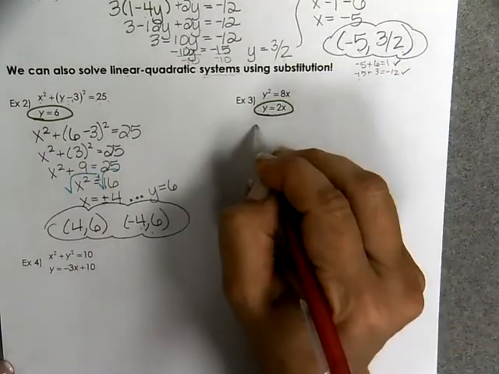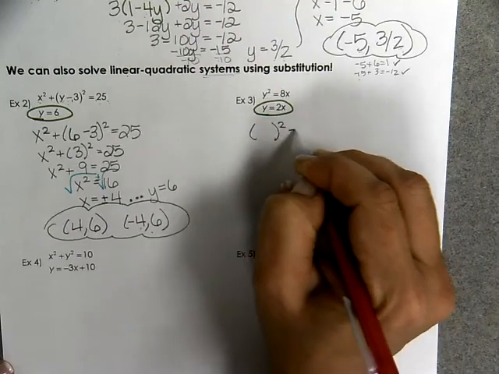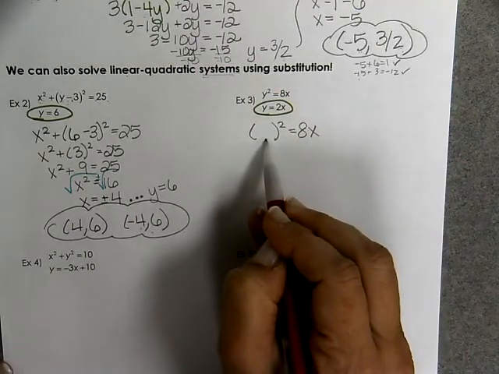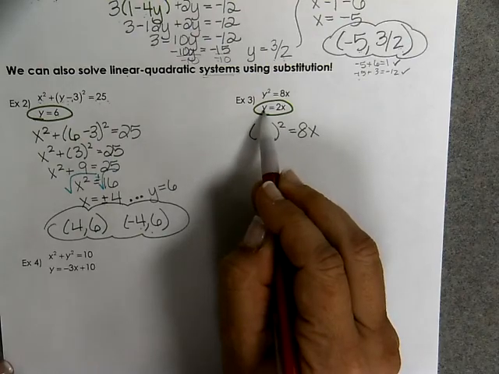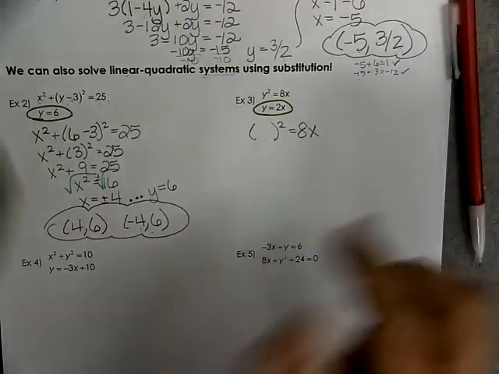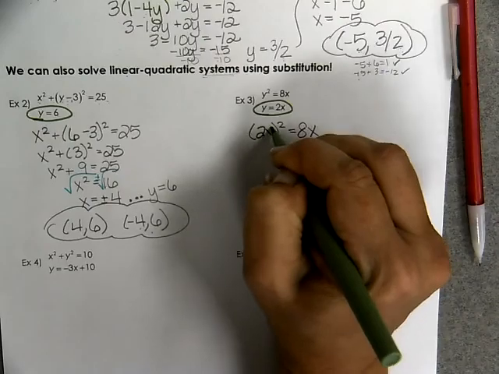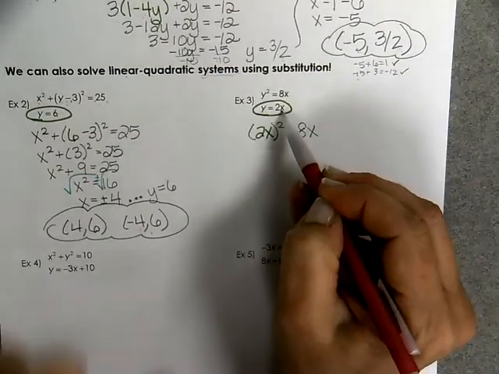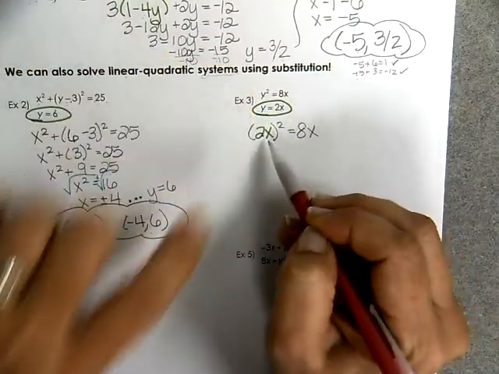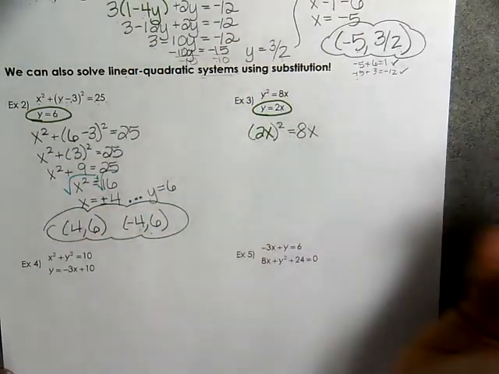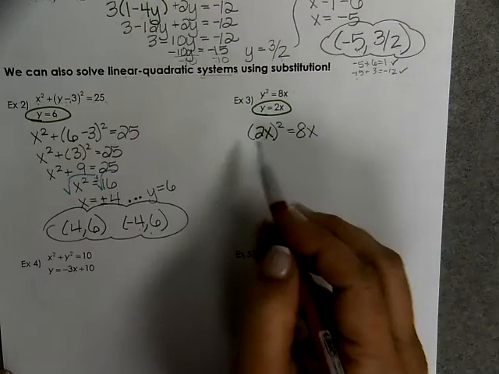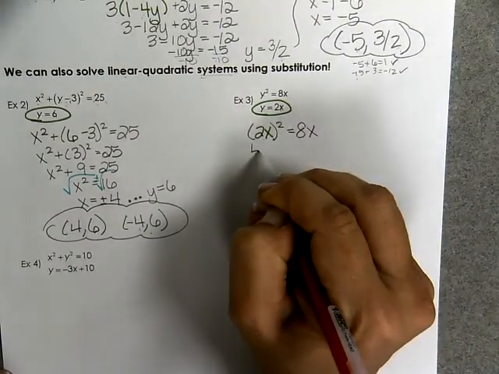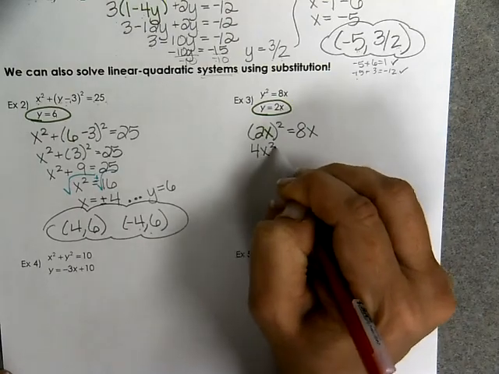So this first equation says y squared equals 8x. So y squared equals 8x. Well, right here, we said that y was the same as 2x. So when I substitute this expression into this equation, I get 2x squared equals 8x. Well, this is one variable. This is solvable. 2x squared is the same as 4x squared.